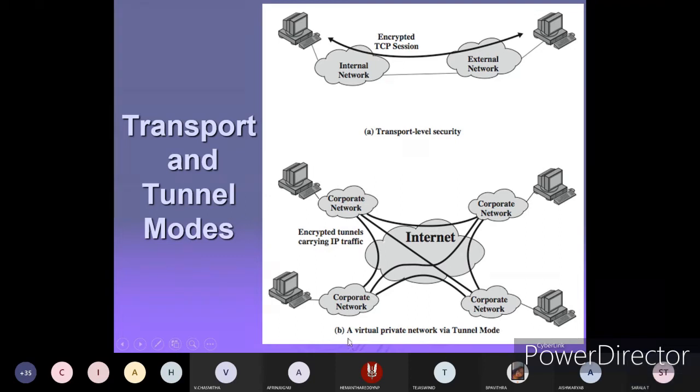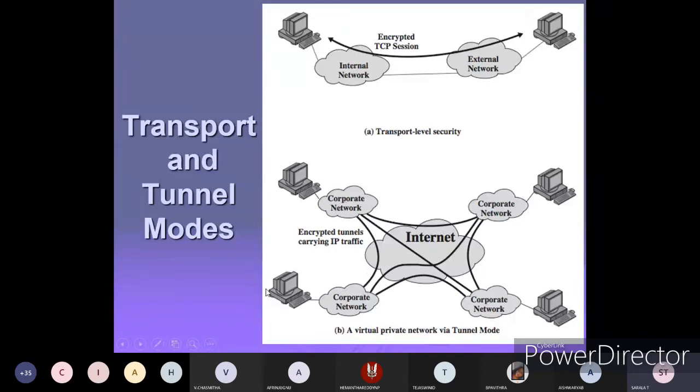Next, if you are going for tunnel mode, a virtual private network can be created via tunnel mode. As I told you in the example of corporate networks, here also the same corporate networks are there, four different corporate networks. If you want to transmit information from one to another, you can't transmit simply through the internet to the other system. You will always have tunnels from one network to another network.